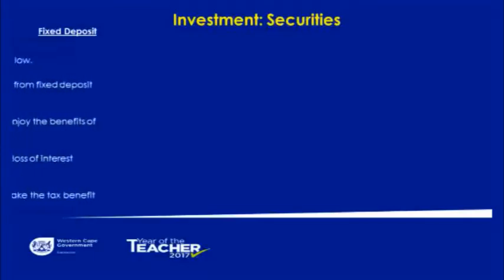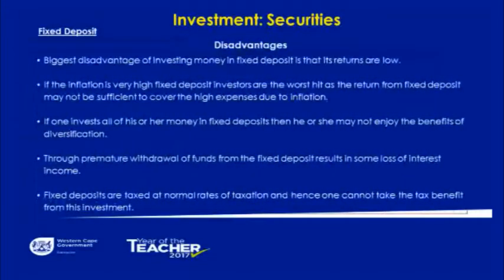And then the disadvantages of a fixed deposit. The biggest disadvantage of investing money into a fixed deposit is that the returns are low. If the inflation is very high, fixed deposit investors are the worst hit, as the return from the fixed deposit may not be sufficient to cover high expenses due to inflation.